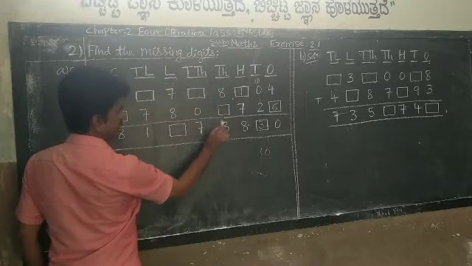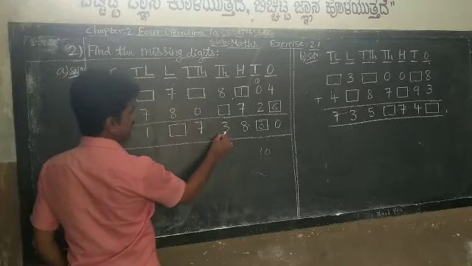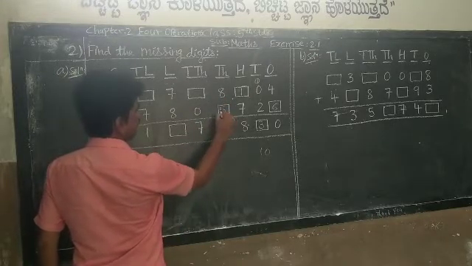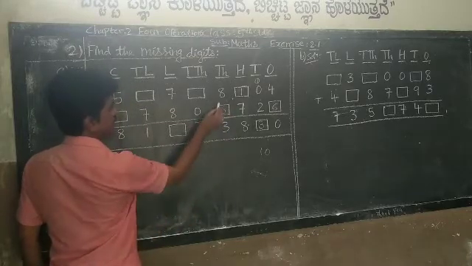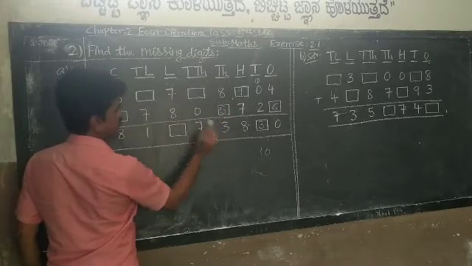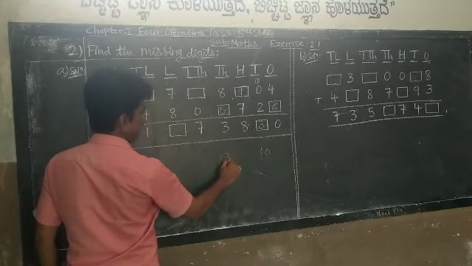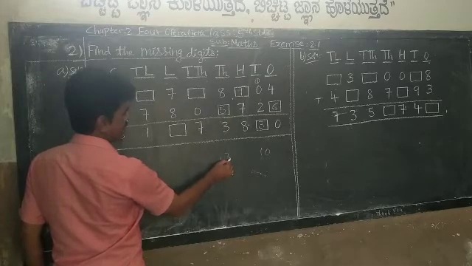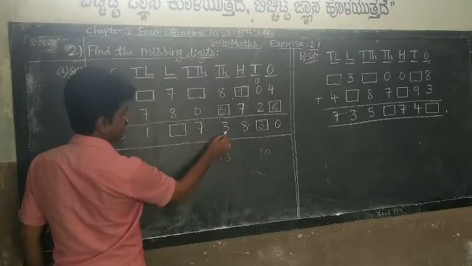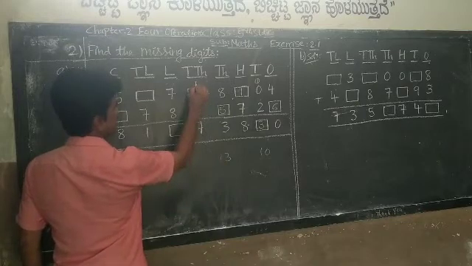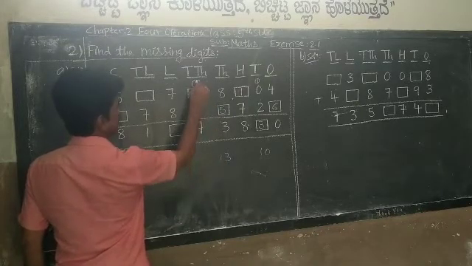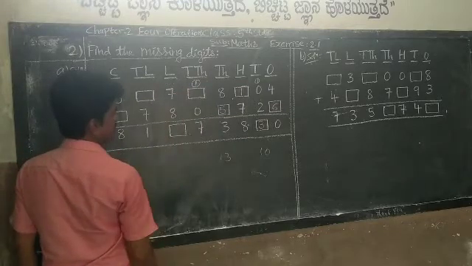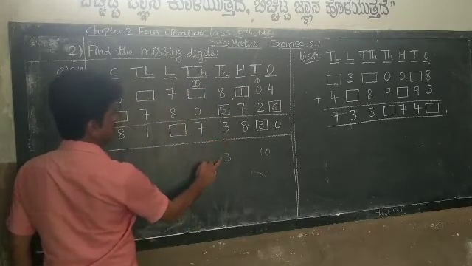8 plus dash is equal to 3. So to get 3 here, what you have to do? You have to add 5 to 8. So 8 plus 5 is equal to 13. You will get 13. When you get 13, what will you do? You will write 3 down and carry this 1 to the next 10,000s place. So I have written 3 here and this 1 I have carried here.